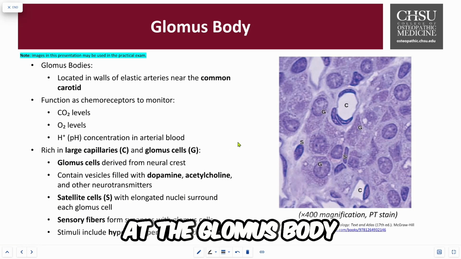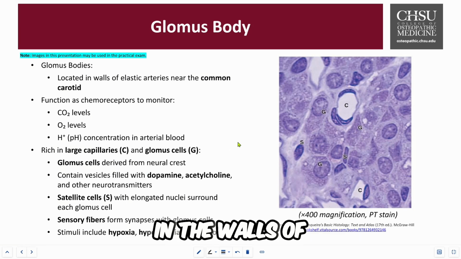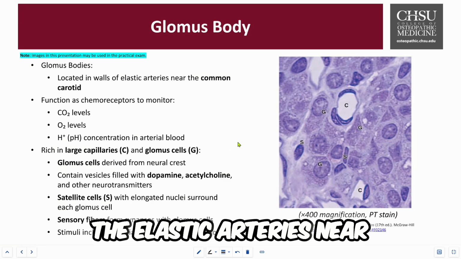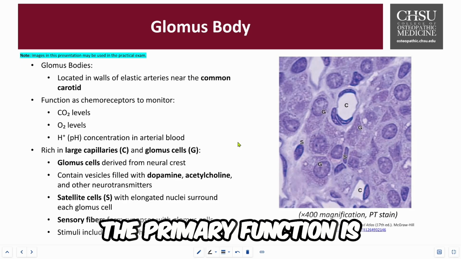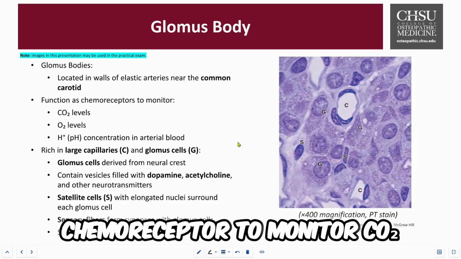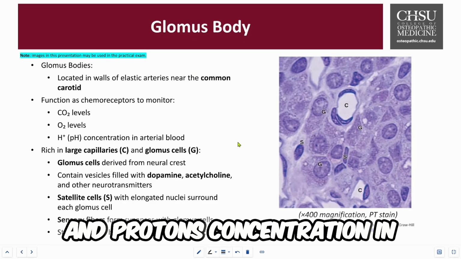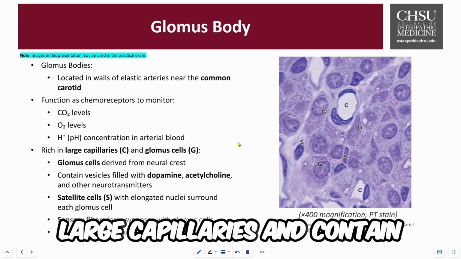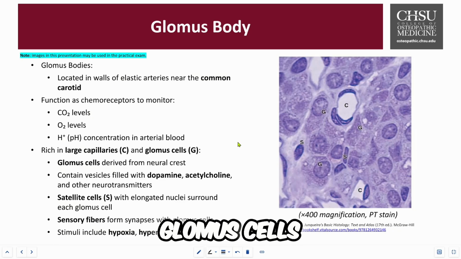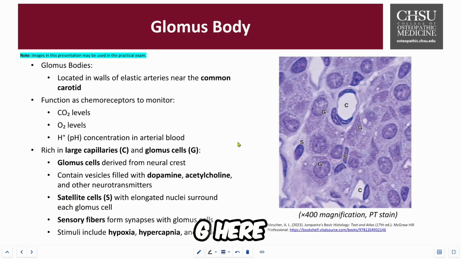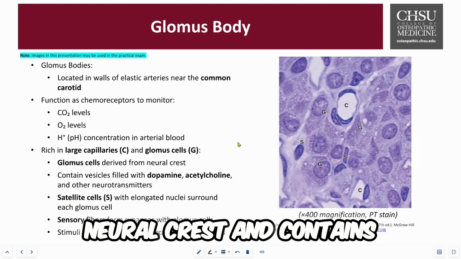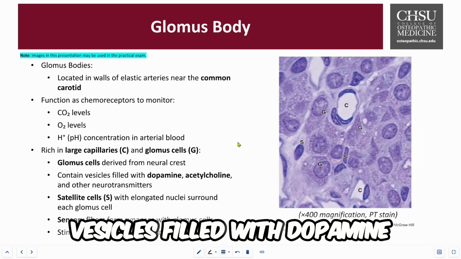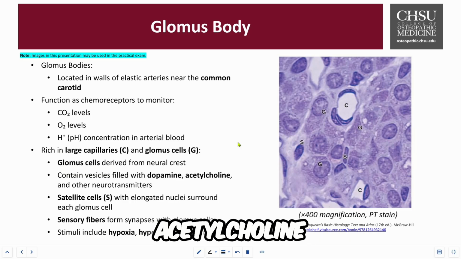Let's take a look at the glomus body. These are located in the walls of the elastic arteries near the common carotid. The primary function is to act as a chemoreceptor to monitor CO2, oxygen, and proton concentration in the arterial blood. They're really rich in large capillaries and contain glomus cells, which are labeled G here. These glomus cells are derived from the neural crest, and they contain vesicles filled with dopamine and acetylcholine.